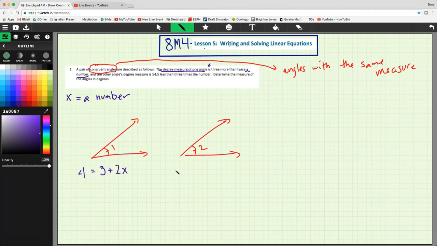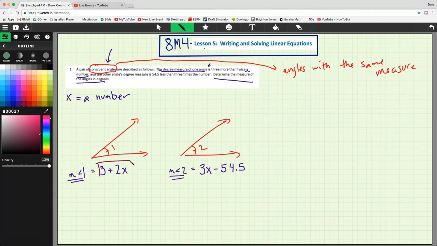The other angle, we're going to call angle 2. The measure of angle 2 is equal to 54.5 less than 3 times the number. So if I say something is something less than 3 times the number, I take 3 times the number, and then I subtract 54.5. So now we have the measure of angle 1 and the measure of angle 2. And now we have to determine the measure of the angles in degrees. Well, this key first sentence has told us what? A pair of congruent angles. It says these are the same. So if angle 1 and angle 2 are the same, then I can say what?